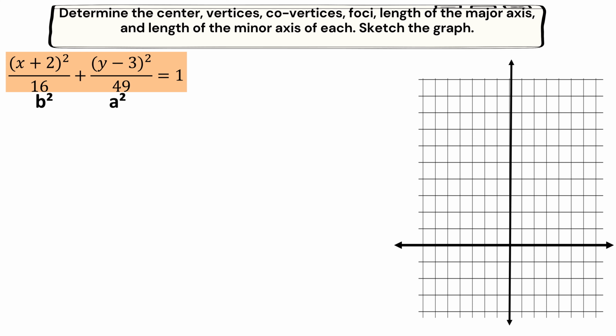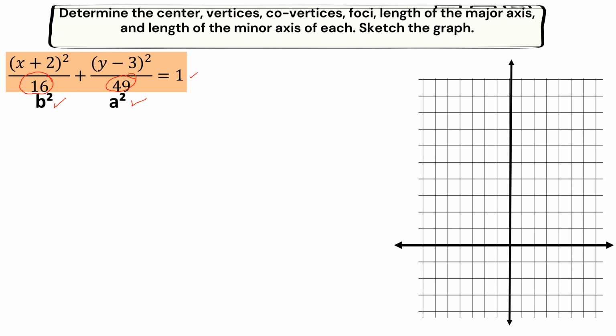Determine the center, the vertices, the co-vertices, the foci, the length of the major and the minor axis, and then sketch the graph. So the given equation is (x + 2) squared over 16 plus (y - 3) squared over 49 is equal to 1. Our bigger denominator there is represented by 49. Thus, this will be our a squared, and our smaller denominator is the b squared, so it's 16, and this is always equated to 1.